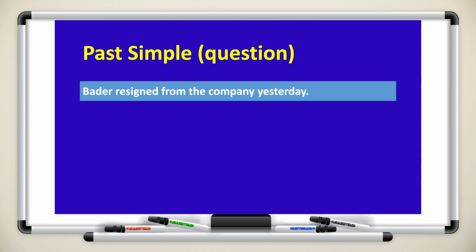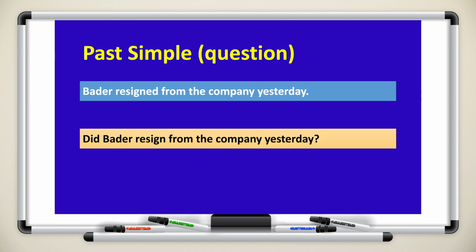Let's take another example. Badr resigned from the company yesterday. If I want to form a question for it, I will say, did Badr resign from the company yesterday? In the sentence, I said resigned. In the question, I said resign because I used did.